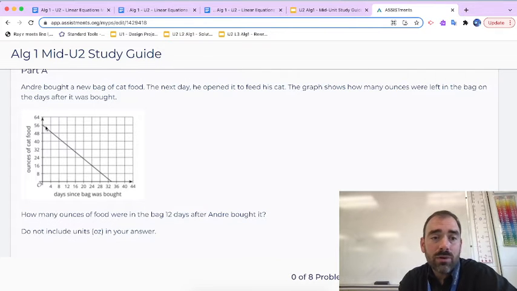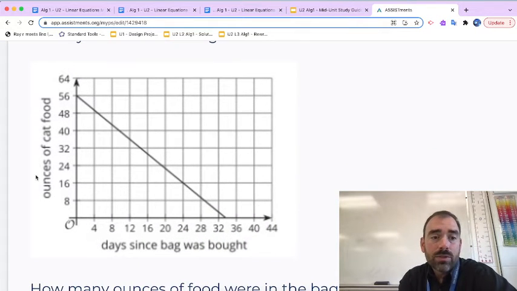Basically, when I look at this graph, I see the ounces of cat food in the bag and the days since he bought it. On day 0, he bought that bag of cat food and had 56 ounces of food in it. And then all the way over here, somewhere between 32 and 36 days is when it finally went empty. So estimating this, exactly halfway between 32 and 36 would be 34. So it seems like it's just about 34 days.